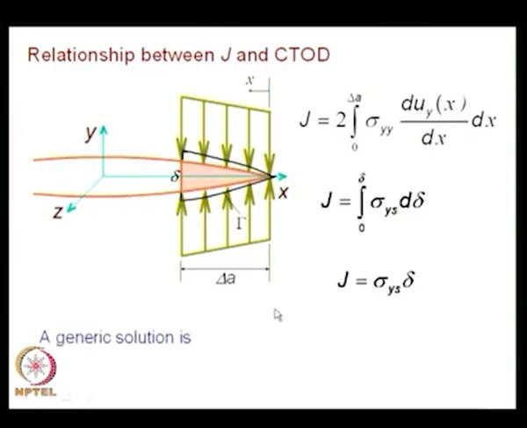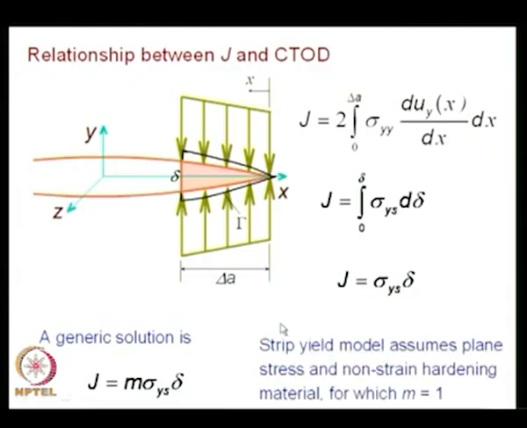If you look at the literature, a general solution or the general relationship between J and delta is given as J equal to m times sigma ys delta, and for this particular case you have m equal to 1. The strip yield model assumes plane stress and non strain hardening material. That is why you have the traction as sigma ys uniform throughout. We are not bringing in strain hardening at all into the analysis.